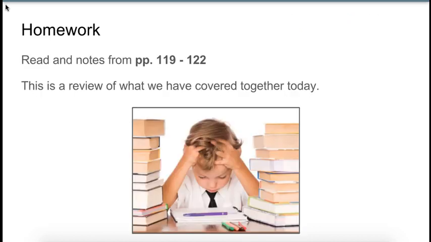Okay, a little bit of homework before next class, please. I just simply want you to read and take notes from pages 119 to 122. This is from topic 3. This is essentially a review of what we've covered together today, with a little bit of information just to fill out your knowledge. So please walk in with a very good understanding of those terms, and we'll start to consider some specific mutations and cases. Thank you very much.